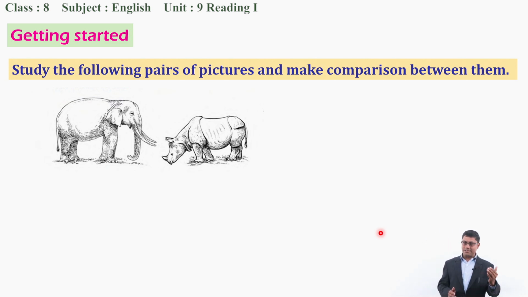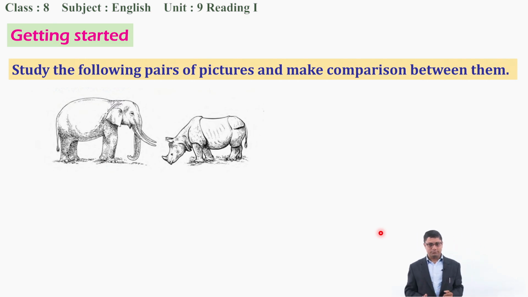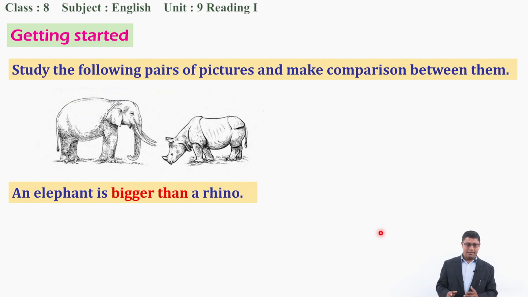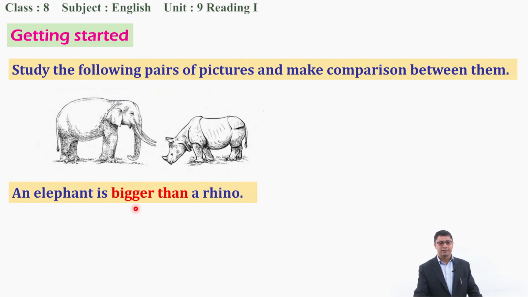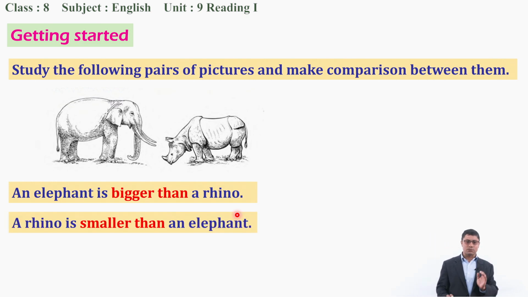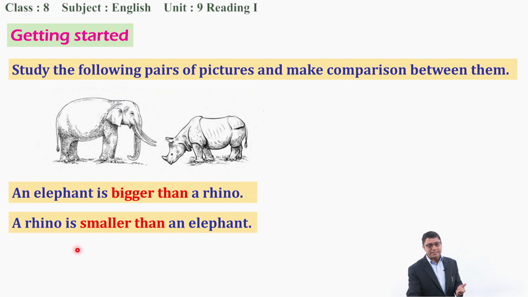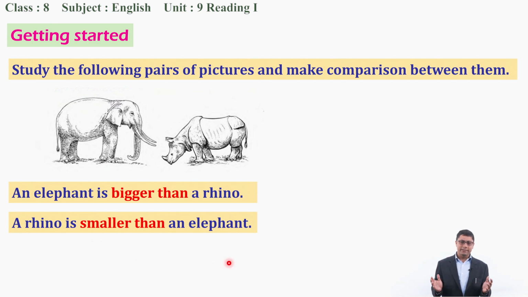Right, the elephant is very good, bigger than the rhino. Okay, that's good. The elephant is bigger than the rhino. Okay, an elephant is bigger than a rhino. That's what I have written. Okay, have you made similar comparison? Okay, that's good. We can also say the same thing in the next way. You see, a rhino is smaller than an elephant. Okay, we can also compare this way. Could you do it?